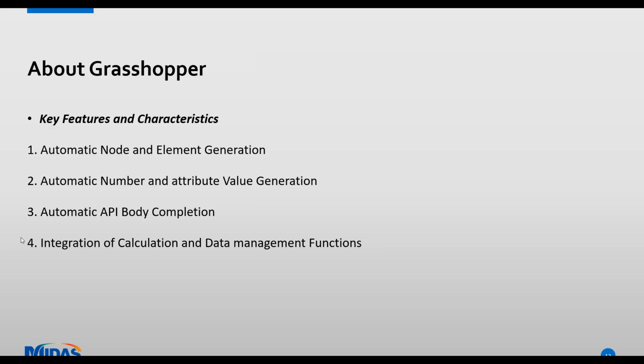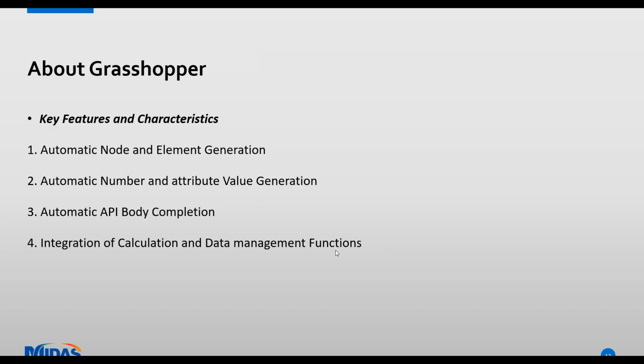Third is the API body completion. By componentizing the various functions of MIDAS Civil NX into Grasshopper, the parametric modeling will be easy. The functions available in Civil NX can be taken directly into Grasshopper, and each and every function in terms of geometry, boundary, loading, everything, and even performing analysis, can be done within Grasshopper itself.